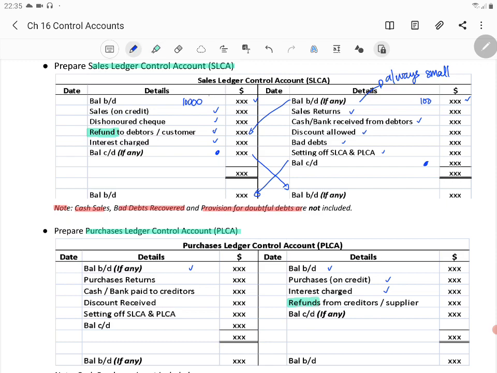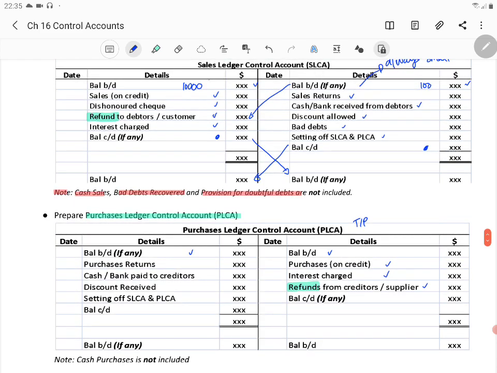Now why? Since PLCA is TP and TP is a liability, if there are purchases on credit, TP will increase. That is why it goes on the credit side. Interest charge is also on the credit side, because if your trade payables charge you with interest, it means the amount owing to them is increasing. That is why the liability increases more. So it goes to the credit side.